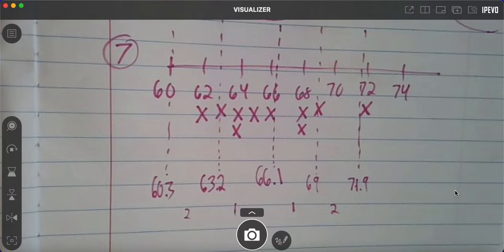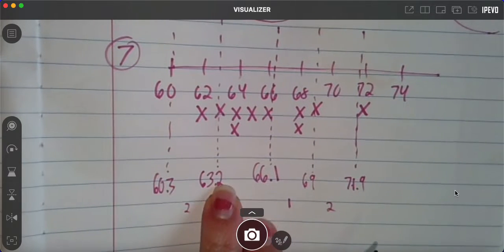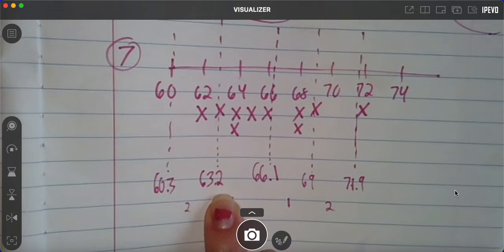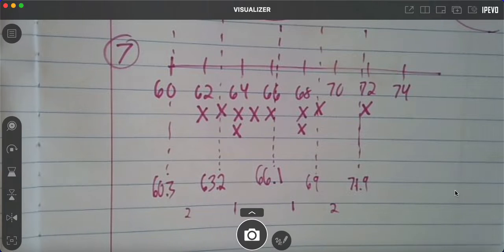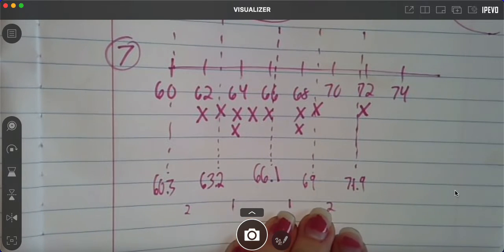Where did the 60.3 come from? Y'all are going to do the 60.3. I subtract 63.2 and I subtracted 2.9. Yeah, you're either adding or subtracting. Now, let me do number 9 with y'all, and then y'all are going to do number 8. Wait, why'd you subtract the 2 point whatever?